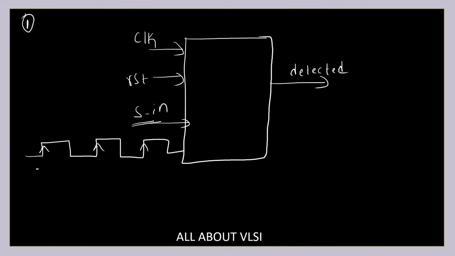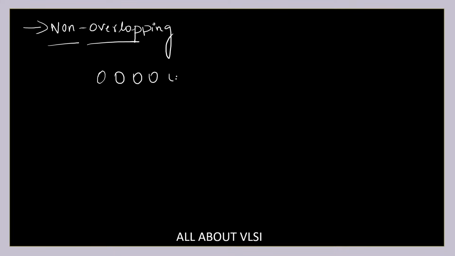Let's say if you're going to provide 1, 0, 1, here your output should become 1, or else your output should become 0. And in sequence detection also, we have different kinds of sequences. One is overlapping and another is non-overlapping. So let's say if I'm discussing non-overlapping, let's first of all see how your non-overlapping is going to look like.